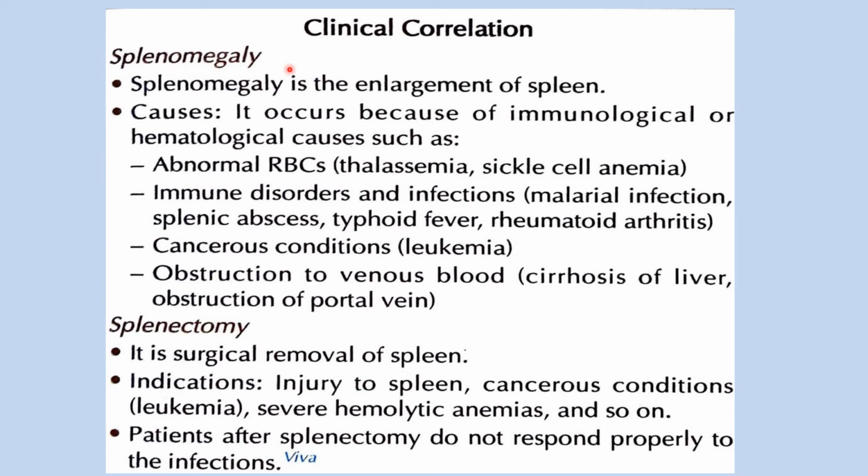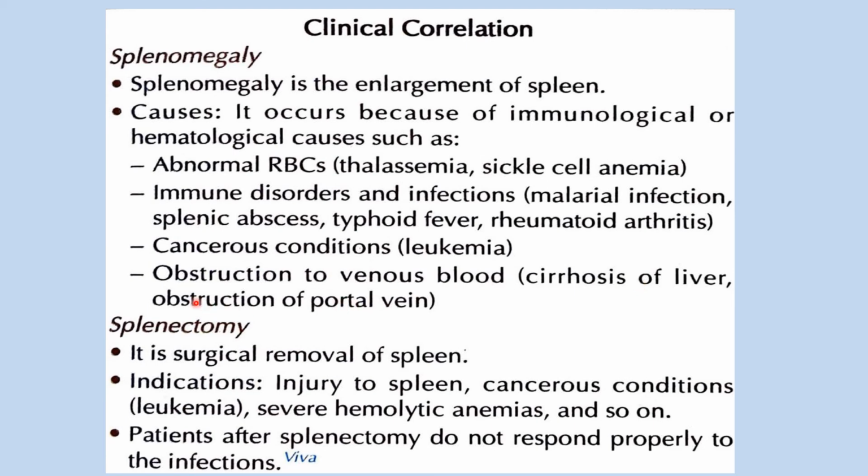One of them is splenomegaly, which is the enlargement of the spleen. It can be because of different reasons, immunological or hematological, such as the presence of abnormal RBCs in conditions like thalassemia and sickle cell anemia. We also have certain immune disorders and infections such as malaria, splenic abscess, typhoid fever, or rheumatoid arthritis. In certain cancerous conditions like leukemia, again we can see the enlargement of the spleen, as well as obstruction to the venous blood, that is cirrhosis of the liver, and obstruction of the portal vein. In these conditions, we can see the enlargement of the spleen, which is called splenomegaly.